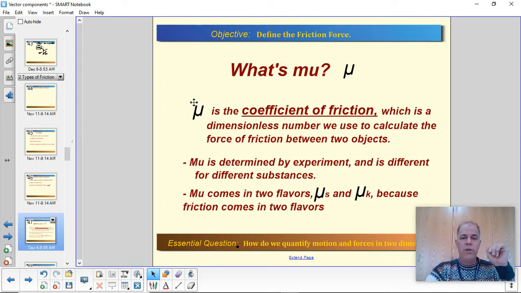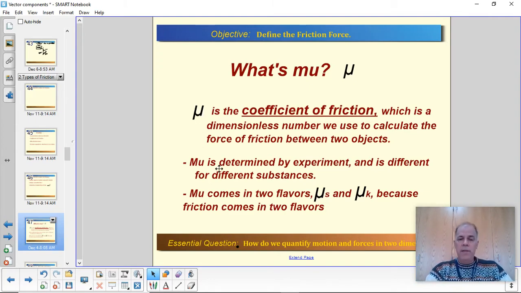Now, mu, the value of this symbol here, is determined by experiment, and it's different for every substance and pair of substances. So the friction between my hands can be described as mu. It's the mu for the friction between my hands. But if I put my hand on paper here, well, that's a different pair of substances, so there's going to be a different mu for my hand on paper than there is for my hand on another hand.